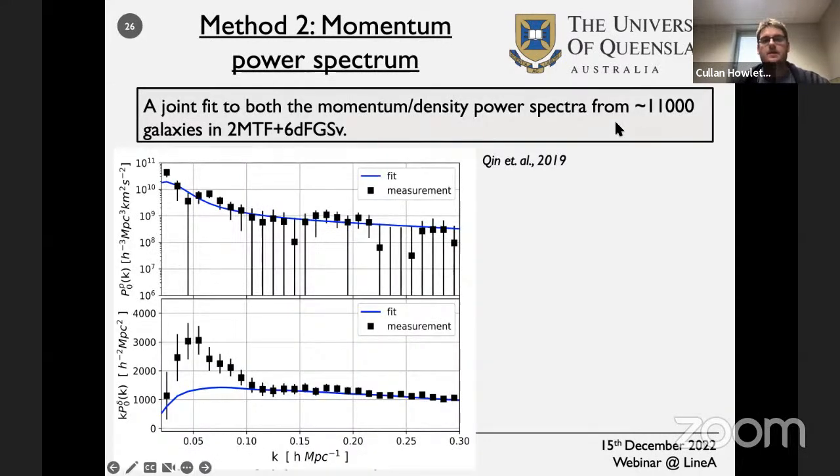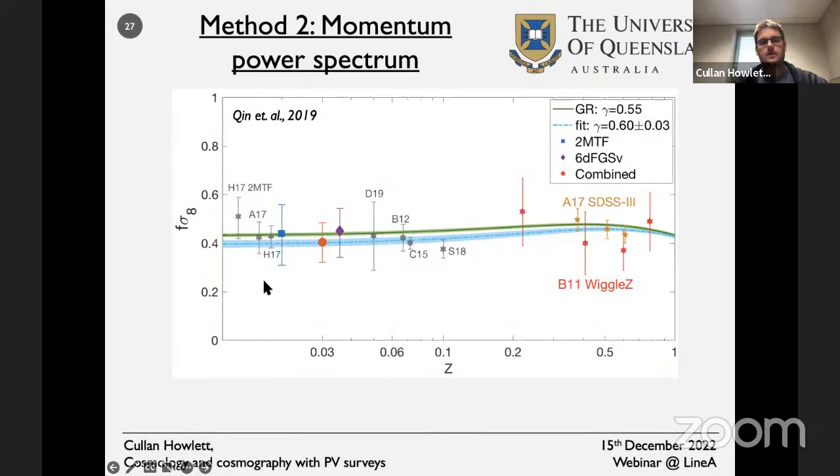So in this paper in 2019, we took some of the current state-of-the-art data at the time, the 2MTF Tully-Fisher survey and the 6dF field survey, and we stuck them together and we fit both the momentum power spectrum in the top and the density power spectrum in the bottom. And we used that to constrain the growth rate of structure as well. So here's a plot of the growth rate of structure measurements that we obtained from that work, shown as the red points as a function of redshift.